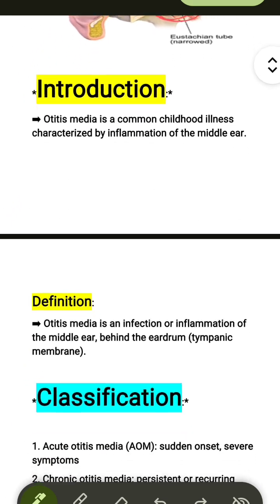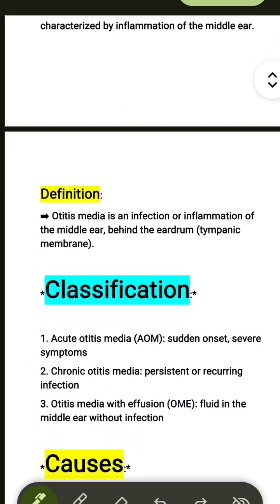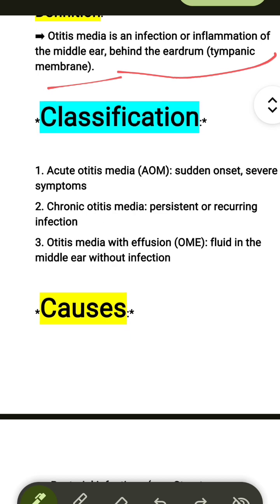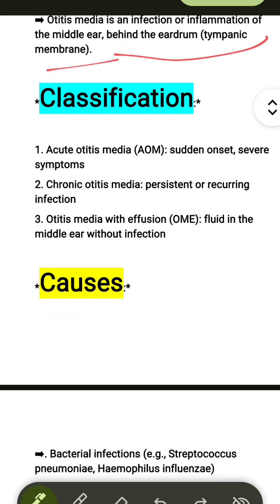Next we'll see the definition of otitis media. Otitis media is an infection or inflammation of the middle ear behind the eardrum or tympanic membrane. Next we'll see the types or classifications of otitis media. There are three types of otitis media: acute otitis media, chronic otitis media, and otitis media with effusion.